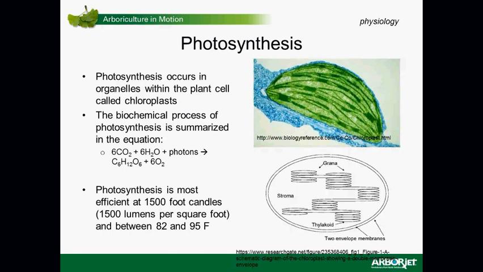That opening and closing of the stomates is also critical to photosynthesis. And photosynthesis occurs in chloroplasts within the cell. And the equation that all of us learned in high school is carbon dioxide plus water in the presence of light yields a carbohydrate, a sugar, and as a waste product evolves oxygen. So photosynthesis is efficient at 1500 lumens and most efficient between 82 and 95 degrees Fahrenheit.